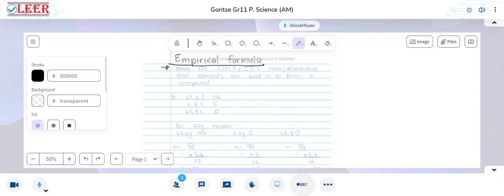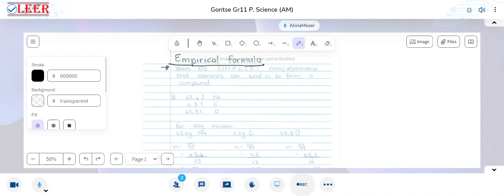It's the simplest ratio or relationship that elements can bind in to form a compound. So your question will read very clearly. A compound consists of 43.4% sodium, 11.3% carbon and 45.3% oxygen.